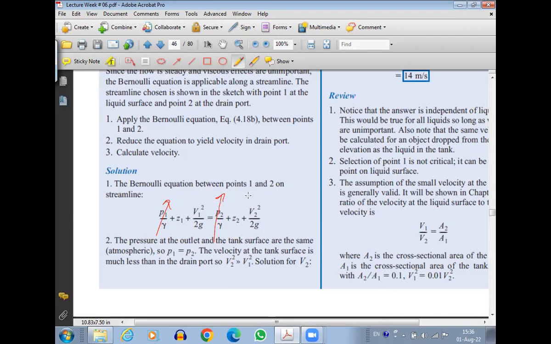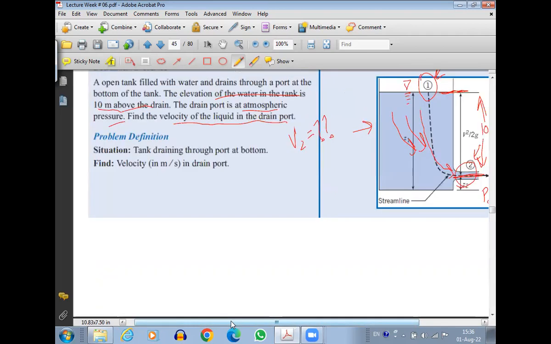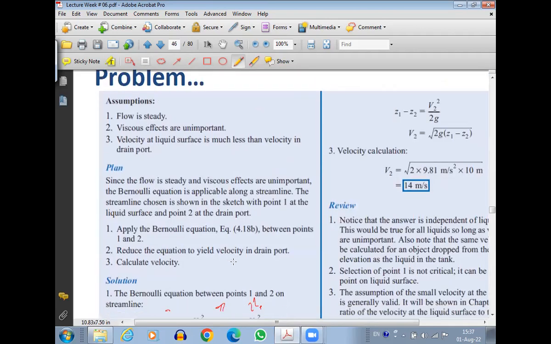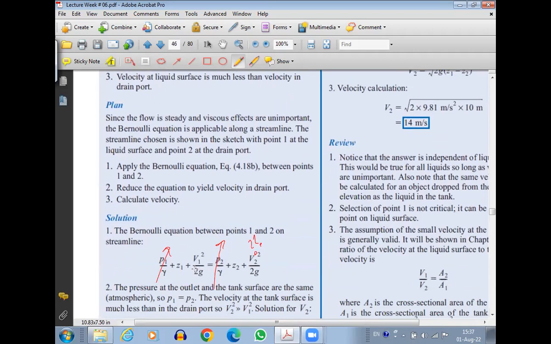We want to find out what V2 is. But we don't know V1. We do know that V1 will be very, very small compared to V2, because V1 is the level of the water going down in the tank, and V2 is the velocity of the water coming out of the drain. The velocity of the water coming out of the drain will be very fast compared to the level of water going down in the tank. Here we will be using not just V1 and V2, but their squares. If V1 is very small compared to V2, then V1 squared will be very, very small compared to V2 squared. Right?